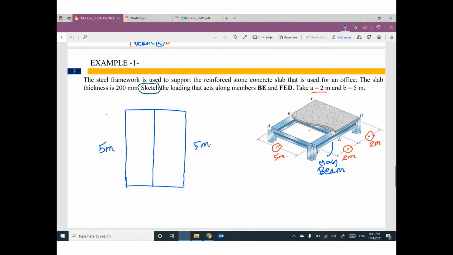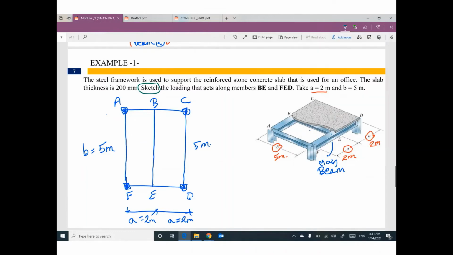So we have column, and another column. F, E, D, A, B, C. This dimension, which is called B, equals 5 meter. This dimension is A, equal 2 meter. A equals 2 meter.